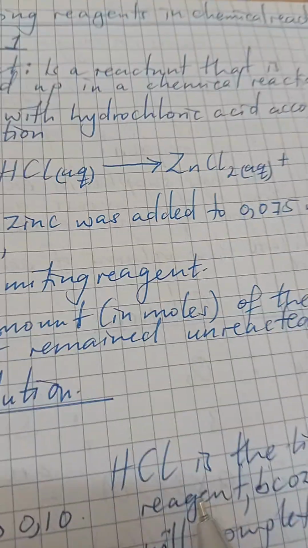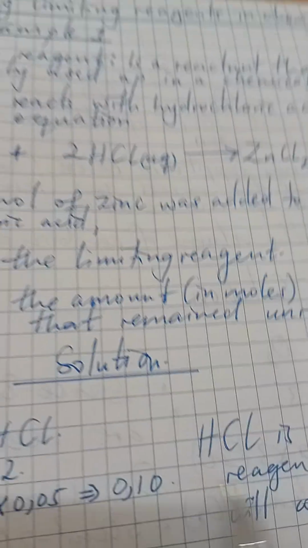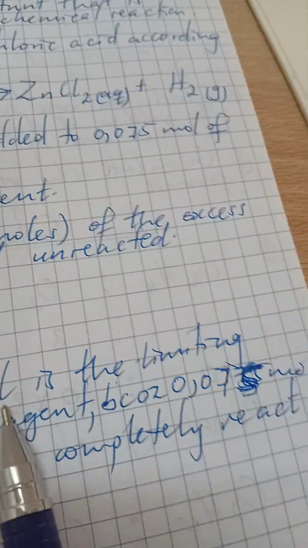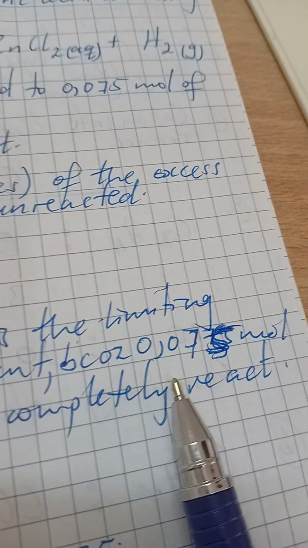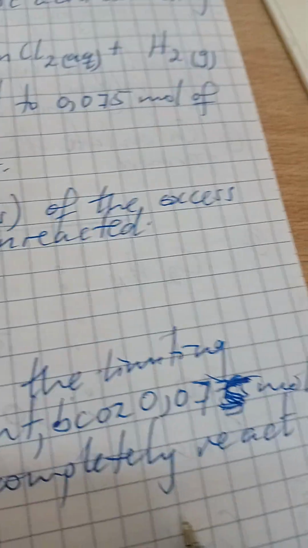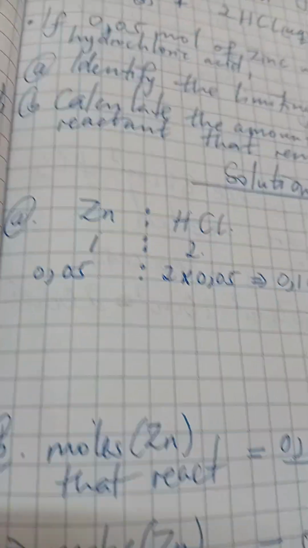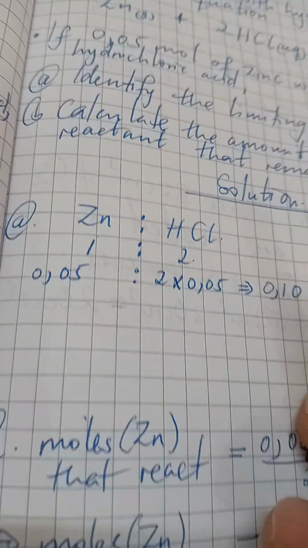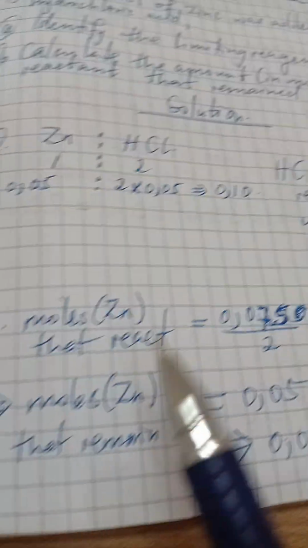So the moles of zinc will remain unreacted because it will be in excess. All right. So meaning to say the answer is now clear that hydrochloric acid, or HCl, is now the limiting reagent because it will completely react. But for the zinc, there will be remaining moles. They remain unreacted. So that one is answered. So the HCl is the limiting reagent.